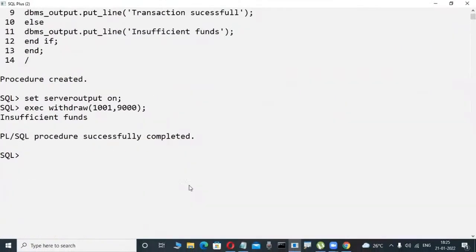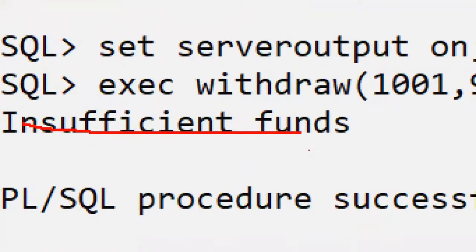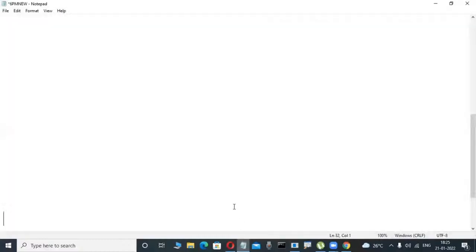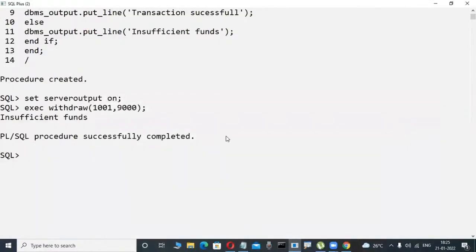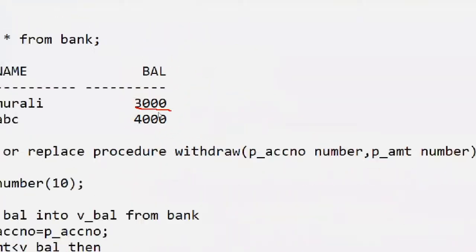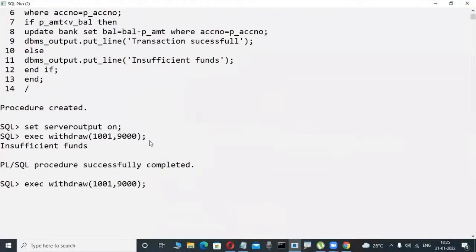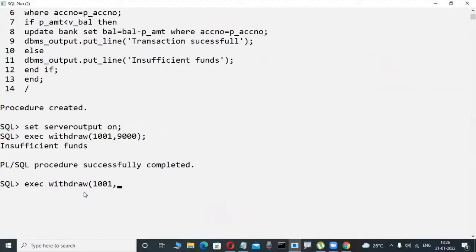Now, suppose for example, logically observe here, insufficient funds is a message. It will be displayed. Yes. Another case, OTP validation, all those things are the same. And now check it out. For example, in this case my balance is 3,000. Now I try to withdraw 2,000 rupees, for example. Observe here, 1001 is my account number. I try to execute withdraw again. Now in this procedure I try to withdraw 2,000 rupees. Possible? Possible.